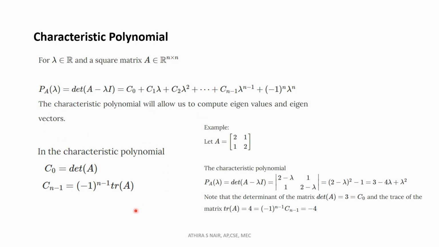So in the characteristic polynomial, c0 is equal to the determinant of A and c_(n-1) is equal to (minus 1) raised to n minus 1 times trace of A. We will see an example.